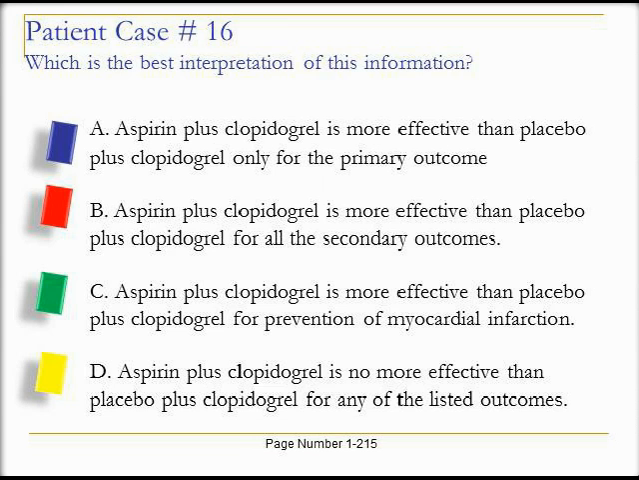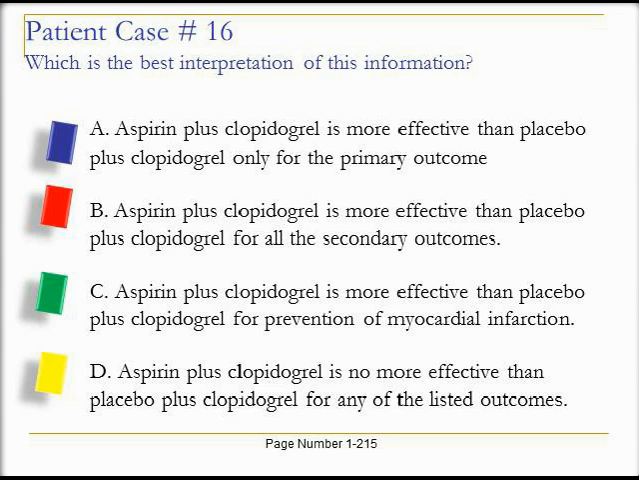All right. How are you going to interpret this? A, aspirin plus clopidogrel is more effective than placebo plus clopidogrel, only for the primary outcome. And just to pop back there, I'm sorry, I didn't point out on top, aspirin, clopidogrel is the first column, and placebo was compared with clopidogrel still, though. So the only difference was plus or minus aspirin. Okay. All right, so aspirin plus clopidogrel is more effective than placebo plus clopidogrel, only for the primary outcome.